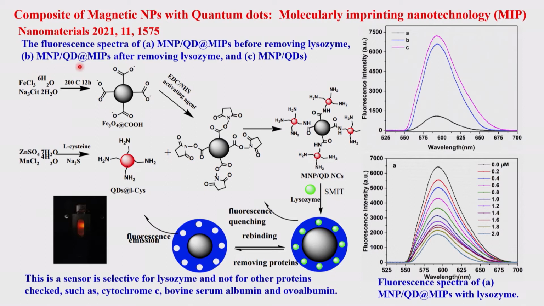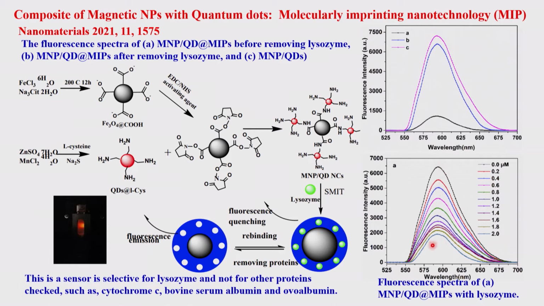And then to this you remove the lysozyme, you get B, and on removing lysozyme you get the simple quantum dots with MNPs. So you have the control spectra here. But on the other hand, you take this MNP quantum dots with the MIP printing, that is this one, and then you add your lysozyme. Initially you have a fluorescence emission here with no lysozyme, then you add lysozyme 0.2 micromolar, 0.4 micromolar, 0.6 micromolar. You can see what is happening: the fluorescence is decreasing. I am showing it on the slide, so kindly have a look at it.